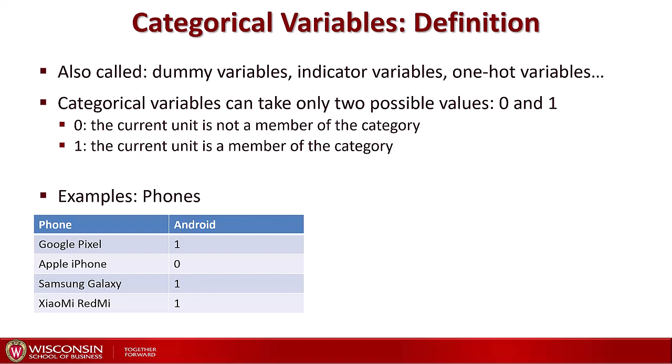For instance, here I've put a dataset of phones, so you have different models: the Google Pixel, the iPhone, the Samsung Galaxy, and the Xiaomi Redmi. And then you have the category Android, and it tells us that the Google Pixel is a member of the Android category, whereas the Apple iPhone is not a member of the category, for instance.